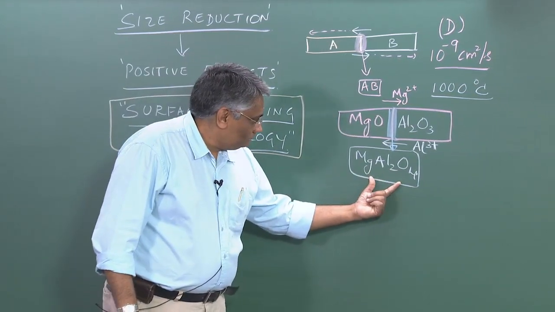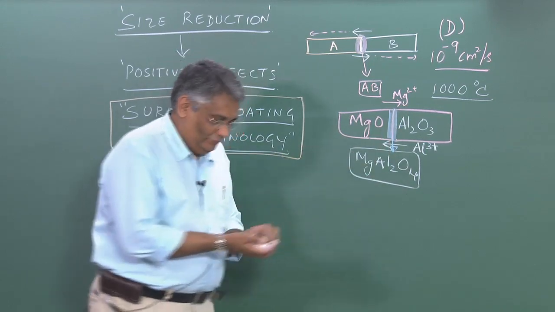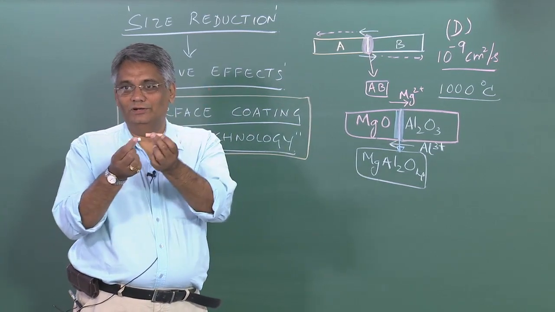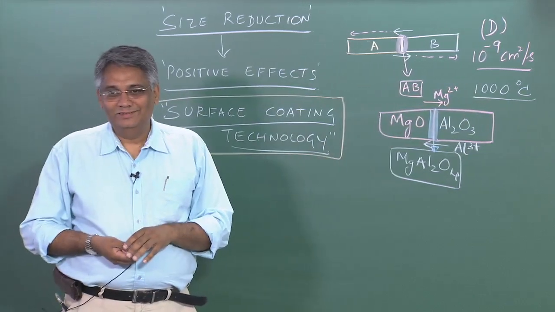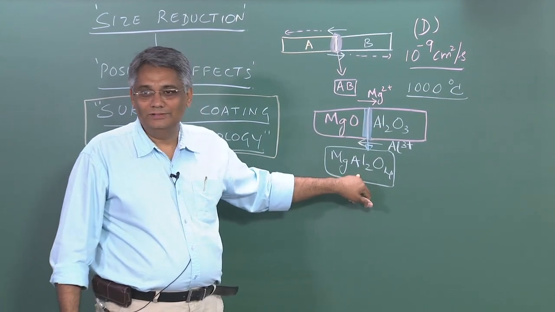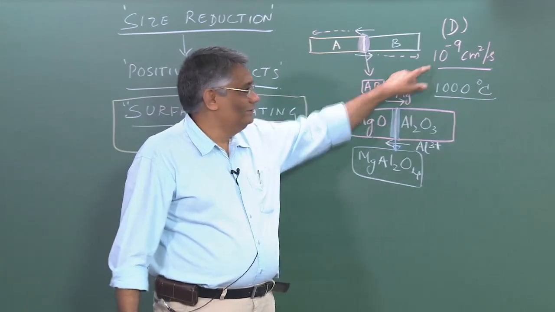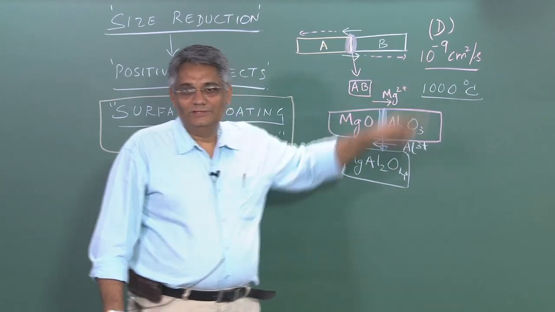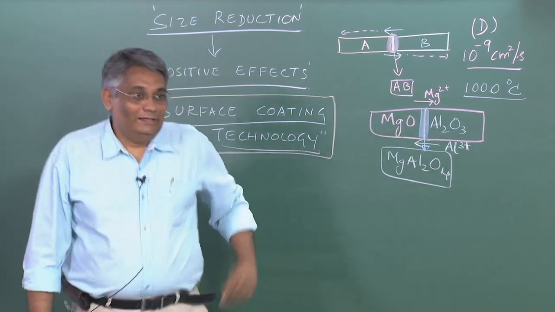Now, if you leave this process to happen this way, if you consider these as the real dimensions of magnesium oxide and aluminum oxide, probably it will take several years for the entire length to get transformed into magnesium aluminum oxide. Obviously, the diffusion coefficient is about 10 to the power of minus 9 centimeter square per second at room temperature. At this temperature, even if it is faster by 2 orders or 3 orders, still it takes a lot of time.